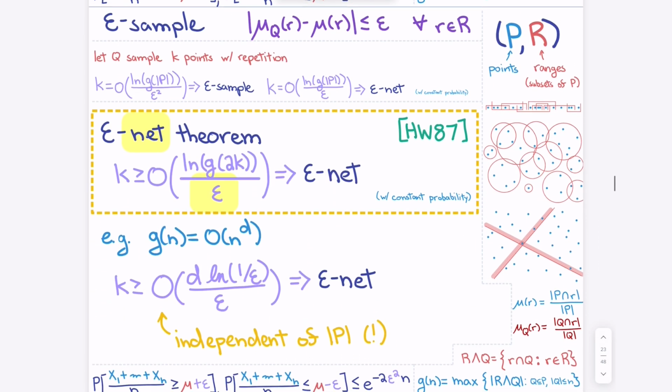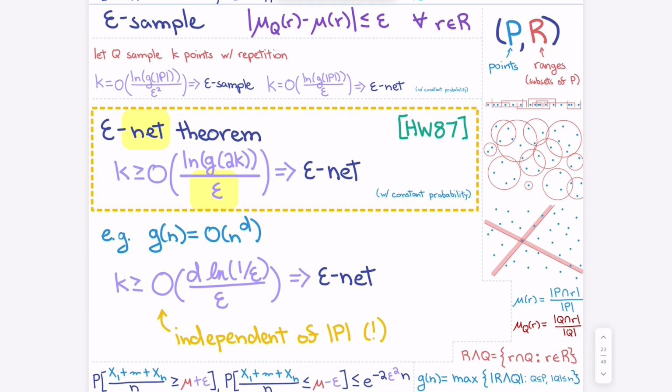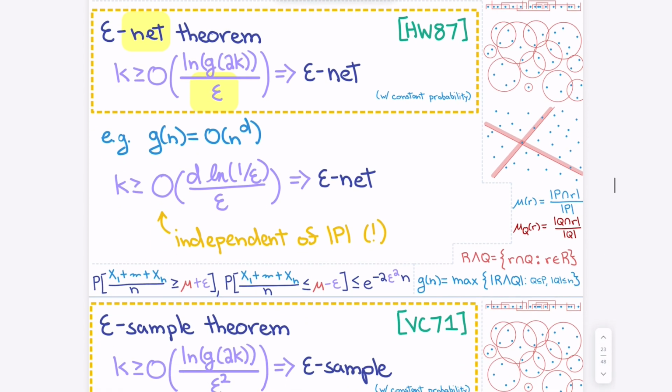There's a similar epsilon net theorem that you're going to prove on the homework. Okay, so if you just wanted to make sure you hit every set with range at least epsilon, then you only need one epsilon instead of epsilon squared, but it's pretty similar.